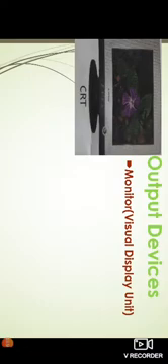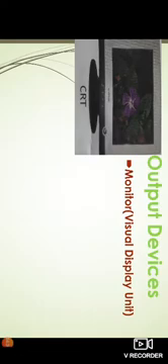Next we see the output devices. Output devices are used to show the result of the work done by a computer program or instructions after processing. Some of these devices are monitor, printer, plotter, etc.